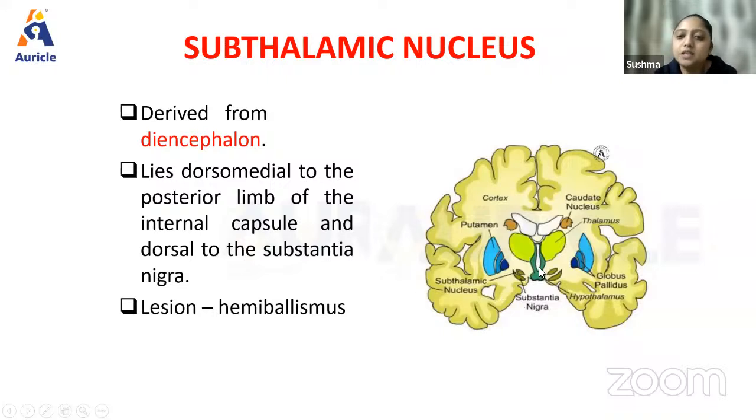Whenever there is a lesion in the subthalamic nucleus, I have hemiballismus. This violent movement that you are seeing, this is hemiballismus. Again, this is a physiology topic where they'll teach you that whenever there's a lesion in any of these nuclei, it results in some manifestation.